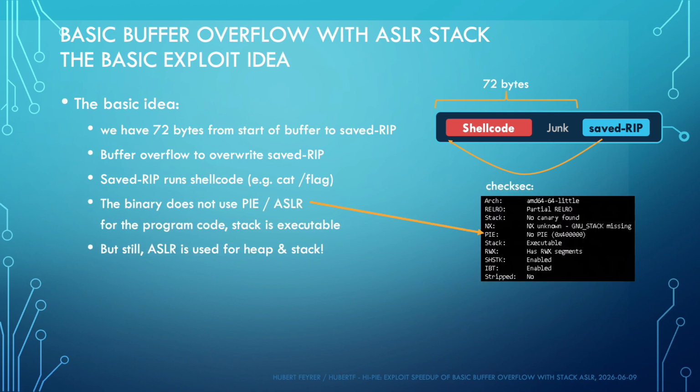The binary itself does not use PIE, and the stack is executable, so the program code sits at fixed addresses and the stack can run code. However, ASLR is still active for the heap and the stack, so their addresses change on every run. How can we find this address?